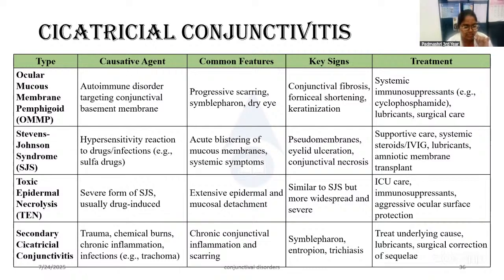For secondary cicatricial conjunctivitis, the causative agent was trauma, chemical burns, chronic inflammation, and infections like trachoma. Common features: chronic conjunctival inflammation and scarring. The key signs include symblepharon, entropion, and trichiasis. Treatment: treat the underlying cause first, and then lubricants and surgical correction of sequelae.